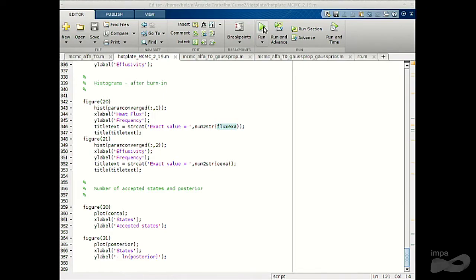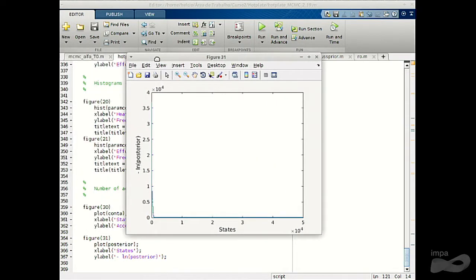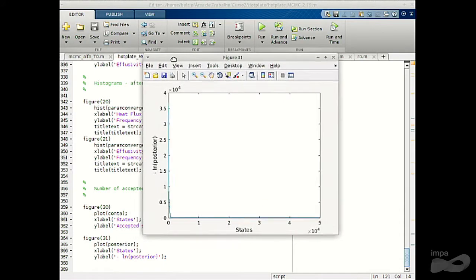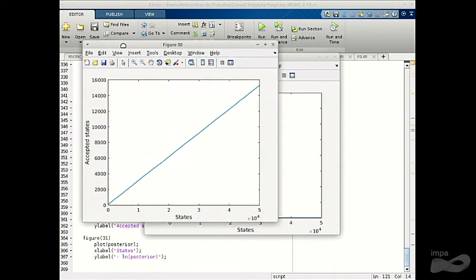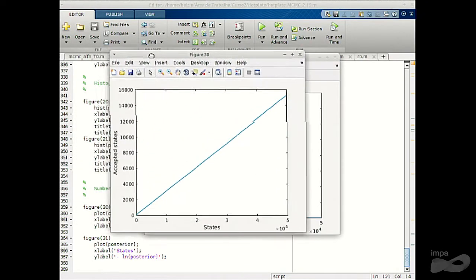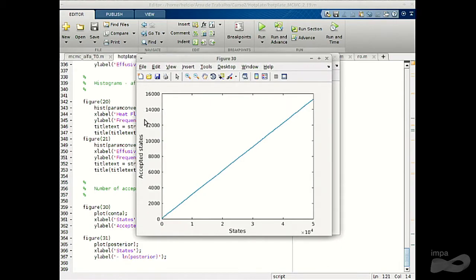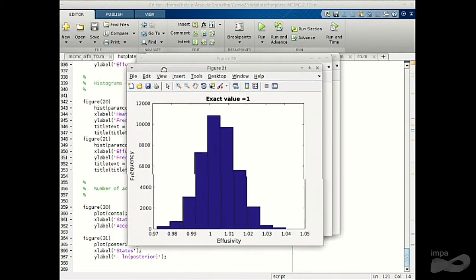Okay, so this is the log of the posterior. We see that we get good convergence of the chain. This is the number of accepted states. All right? So we have about 14,000 out of 50,000, which is a good number. Okay, so it's more or less 30%.